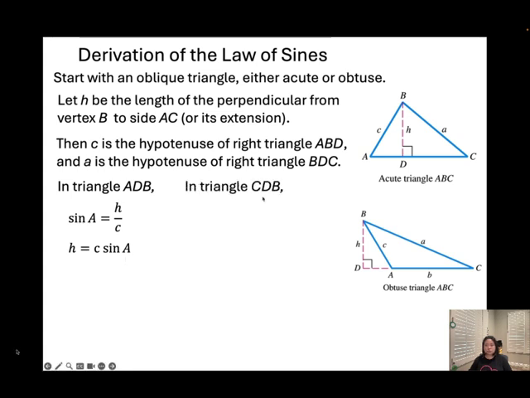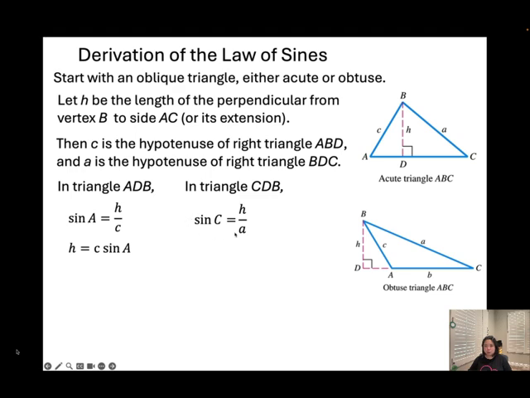Now, we're going to consider the triangle CDB. CDB, this triangle. We're going to do the same thing. What is the sine of angle C here? Sine of angle C will be h over a. Same idea with this guy. Sine of angle C will be equal to h over a.